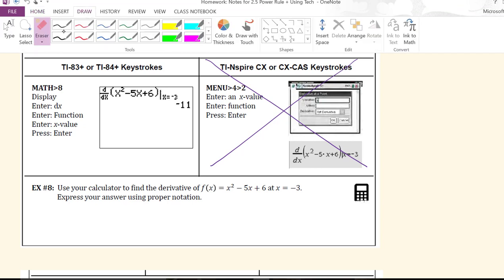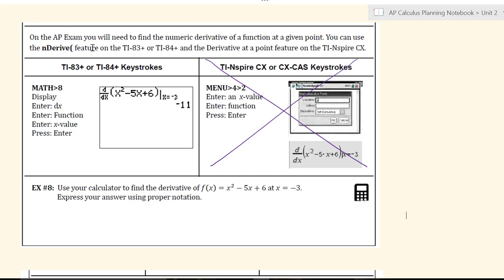But if you want to practice some of this over the weekend, here are the steps for estimating that derivative, or that instantaneous rate of change, at any point. You would click the math key on your calculator and scroll down all the way to 8. Then you enter dx, because you're finding the derivative with respect to x, plug in the function, and then enter the value that we are evaluating at. So that's essentially saying f prime of -3 is -11.